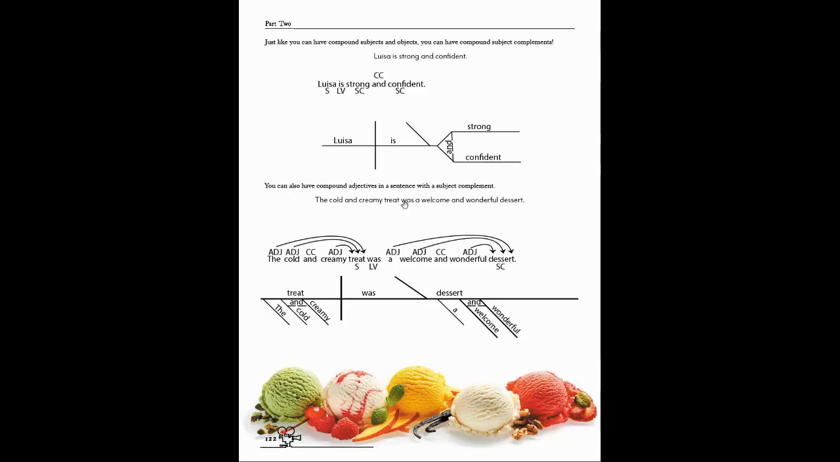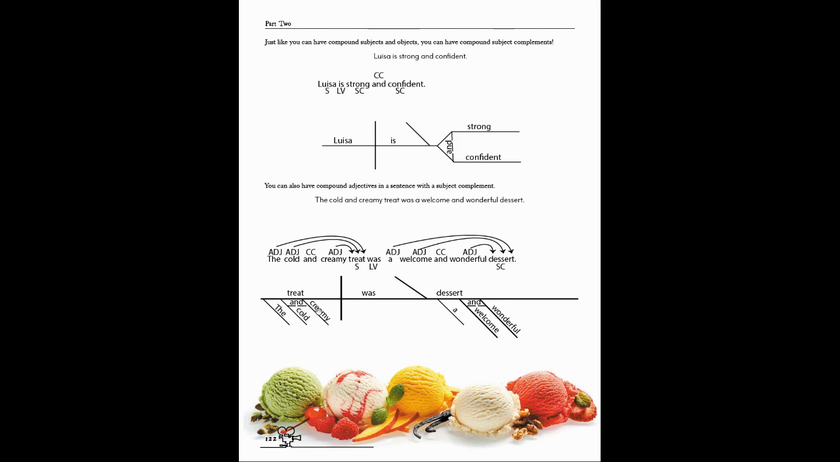So all of these examples have been with to be verbs, but linking verbs can be other kinds of verbs like seem or appear, become, look, feel, grow, remain, prove, right? There's a couple of them. But your subject complement is going to be a noun, a pronoun, or an adjective. If you've got a linking verb, you're going to be looking at a SLVSC is how it shakes out. Now, just like you can have compound subjects and objects, you can have compound subject complements. Same thing, right? You just throw them in there. And then you can also have compound adjectives in a sentence with a subject complement.